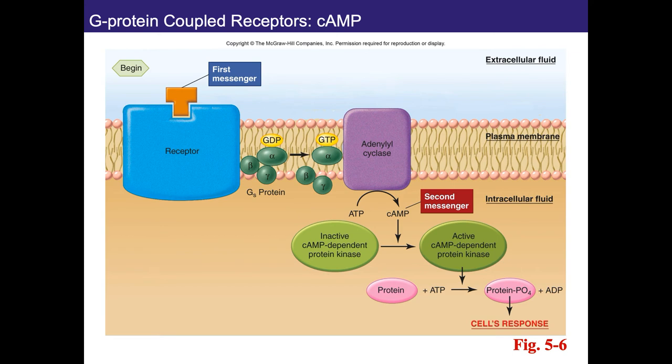Now, let me finish the story. Eventually, the alpha subunit, which is a GTPase, hydrolyzes GTP back to GDP. So once GTP is hydrolyzed to GDP, now the timer stops. And the alpha subunit migrates back over to the beta gamma. And now it has the GDP attached to it, like a timer. Any questions so far about the GS-coupled receptor? GS protein-coupled receptor.